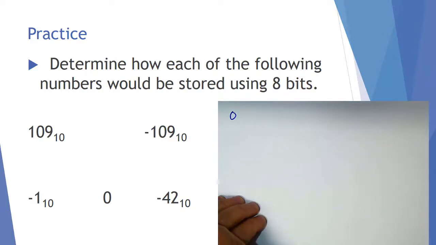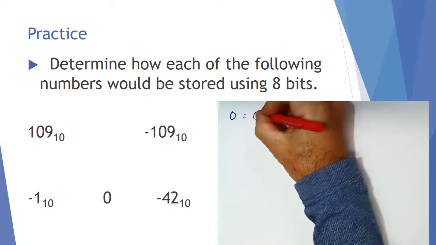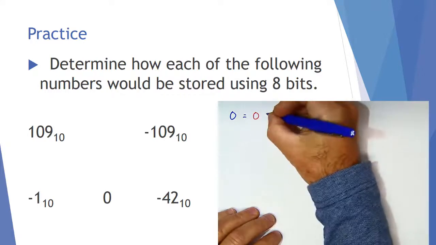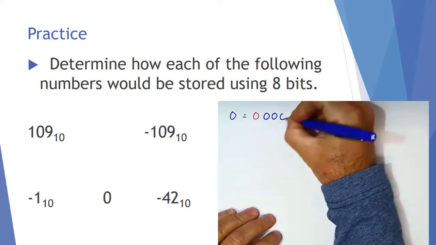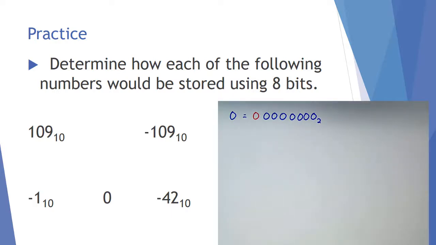What about 0? Well, that one's pretty easy. 0 has a sign bit of 0. We consider that to be a positive number. And we're going to follow that by 7 zeros. And so 0 base 2, or 0 in binary, is just 0, 0, 0, 0, 0, 0, 0, 0.